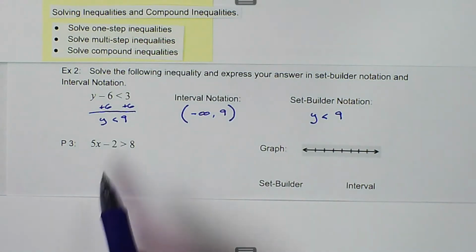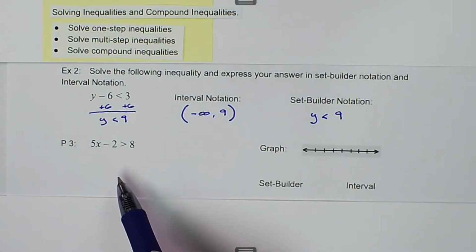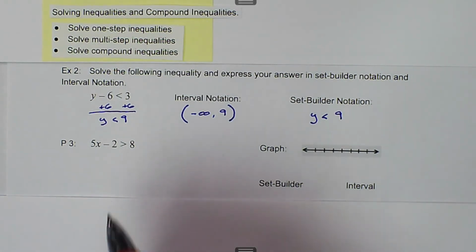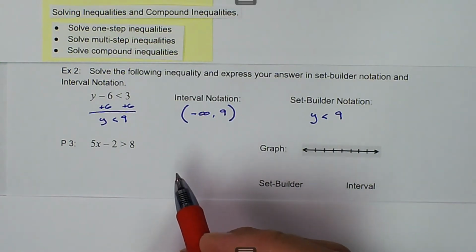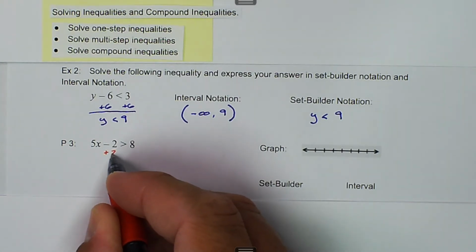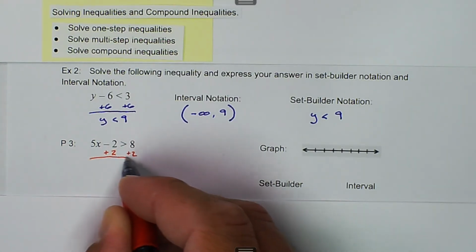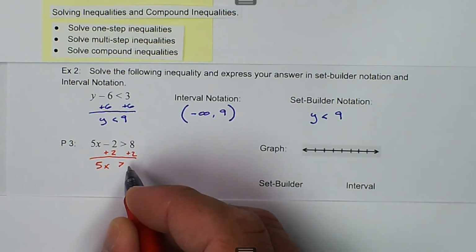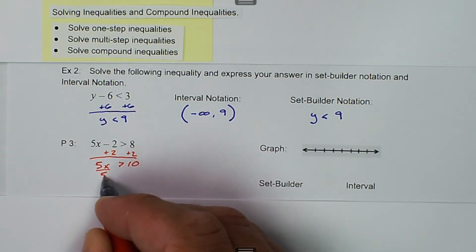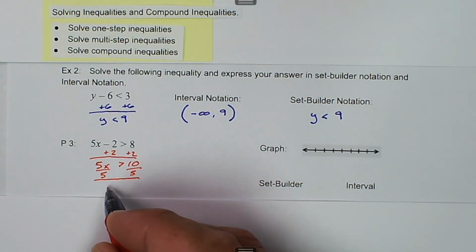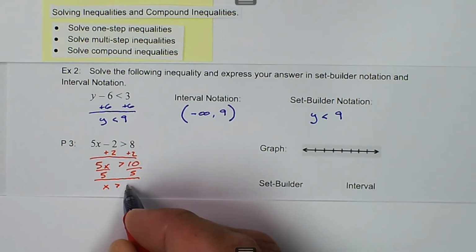Okay, we're going to look at practice 3 here. So 5x minus 2 is greater than 8. Solve it the same way we would an equation. First, we want to add 2 to undo the negative 2. 5x is greater than 10. Then we're going to divide by 5, the inverse operation of multiplication, and we get x is greater than 2.